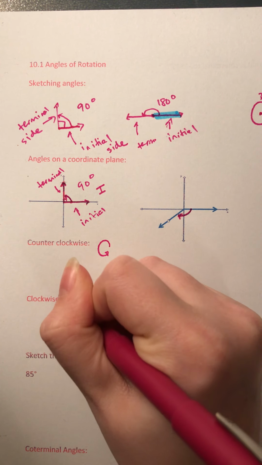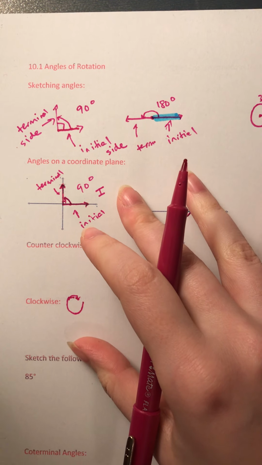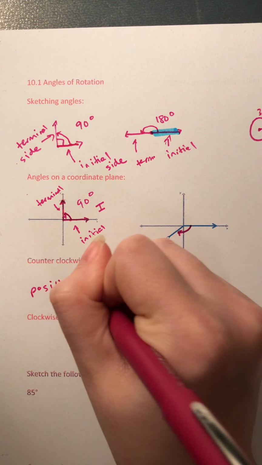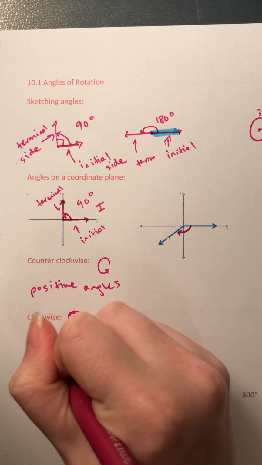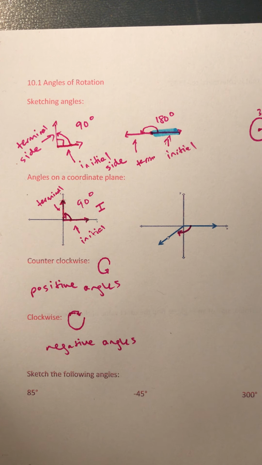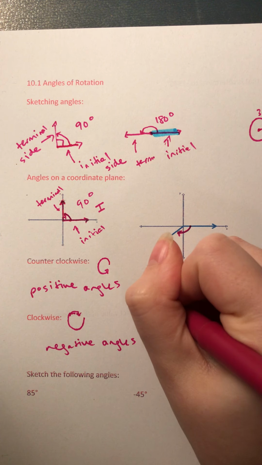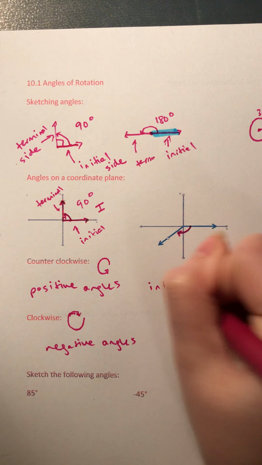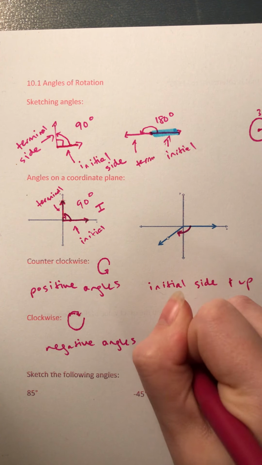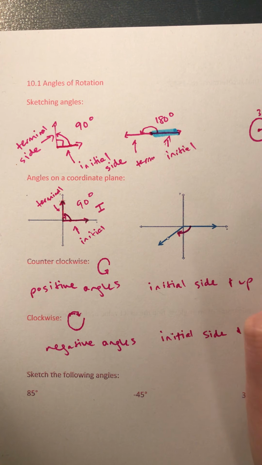Clockwise is the opposite way, this way. So counterclockwise creates positive angles. Clockwise creates negative angles. So positive angles, counterclockwise. Usually this means you go from your initial side and up. Clockwise usually means you go from your initial side and down.